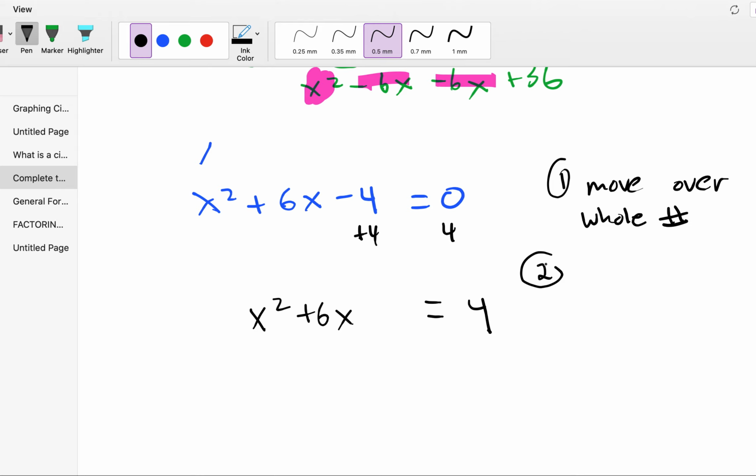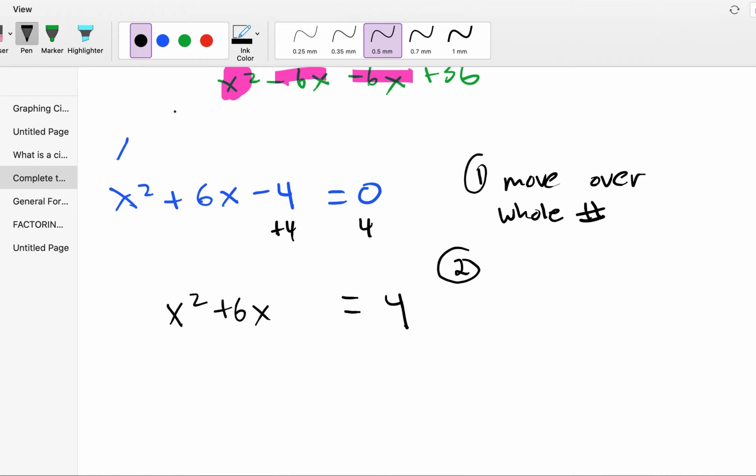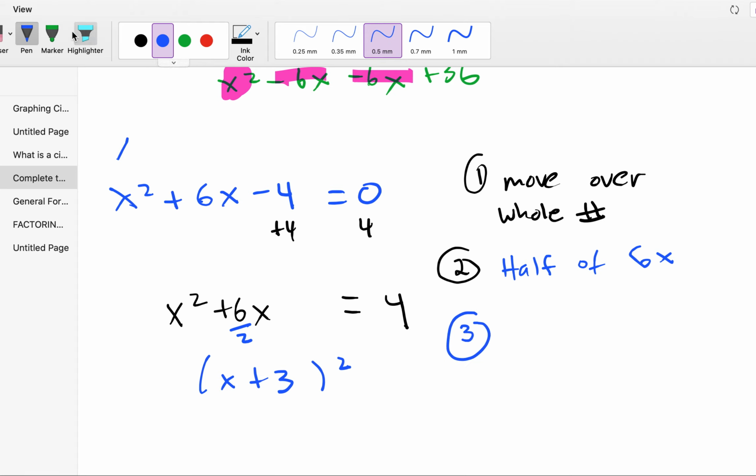Our second step will be, I'll use another color, the second step is going to get half of the middle term to get our perfect square. So we're going to get half of 6x. x plus something squared. So to get that number here, half of 6 is 3. Then we're going to add the 3 squared to both sides. So 3 times 3, or 3 squared, is 9.